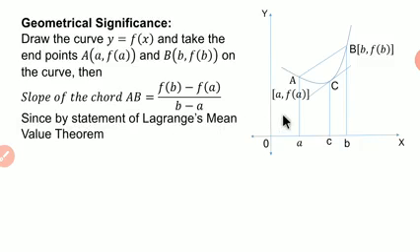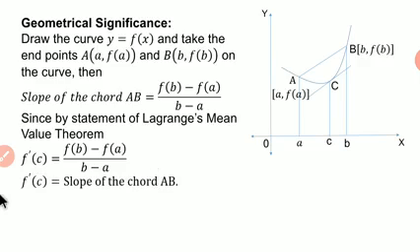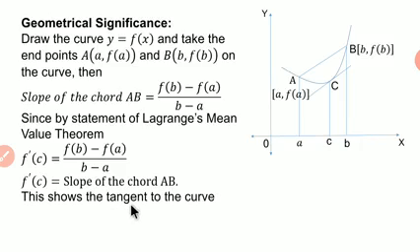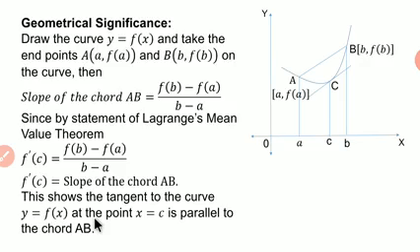Since by statement of Lagrange's mean value theorem, f dash of C is equal to f of B minus f of A divided by B minus A. That means f dash of C is equal to slope of chord AB. If we put value of slope of chord here, then we get f dash of C is nothing but the slope of the chord AB. And this shows that tangent to the curve y is equal to f of x at the point x is equal to C is parallel to the chord AB. This is the Lagrange's mean value theorem.